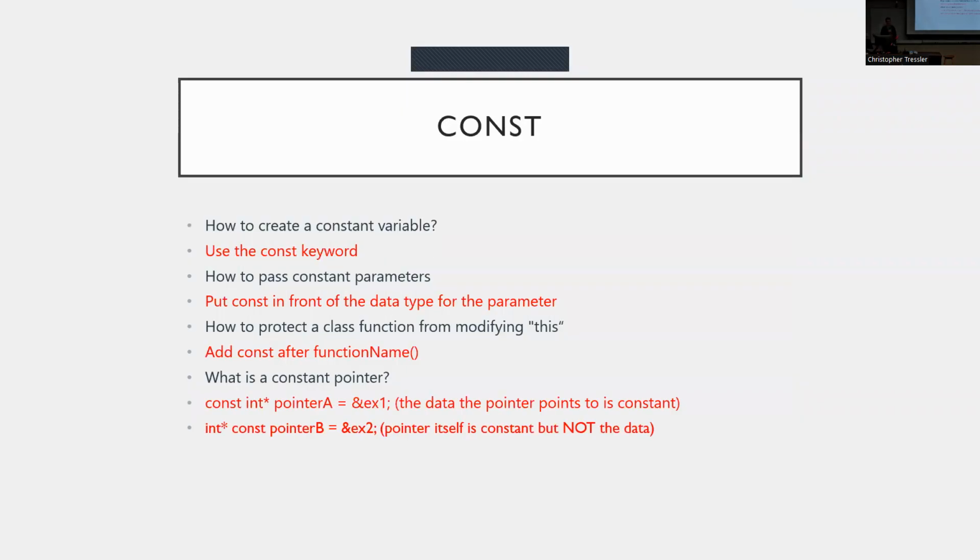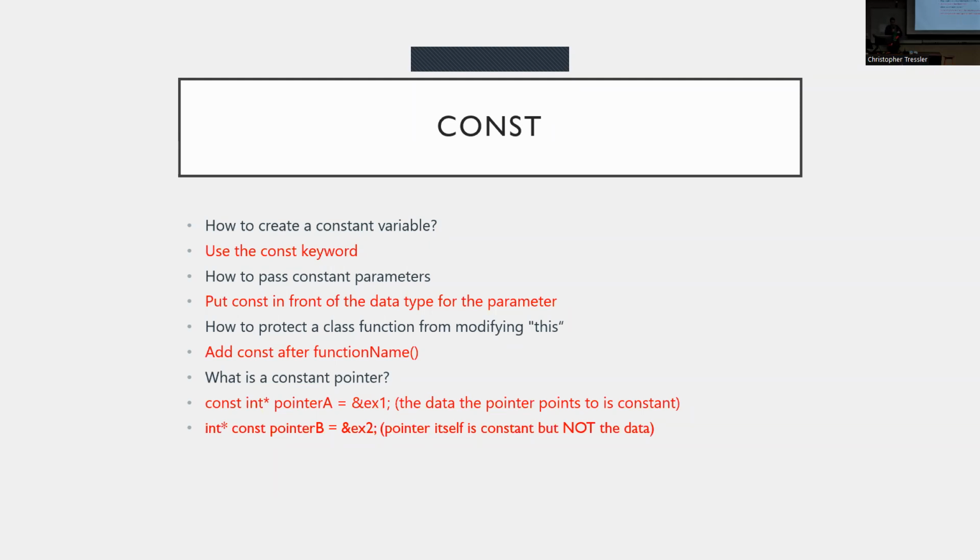And then we have constant pointers, which are a little more complicated because there are two ways you can make a constant pointer, and they both do different things, or you can do both. The first example, where const is in front of the data type, is an integer pointer. That means the data the pointer points to is constant, so if you try to dereference it and change the data, it's not going to allow you. However, technically, you could still change what the pointer is pointing to. You could make it point to a different object. So if we had ampersand example 3, I could reset pointer A to be the pointer to example 3.